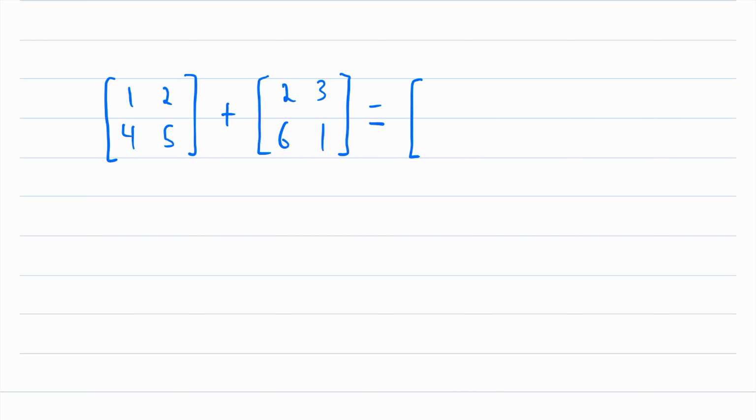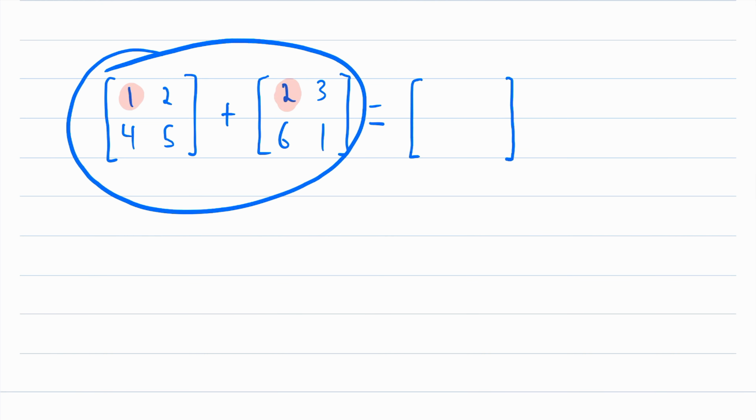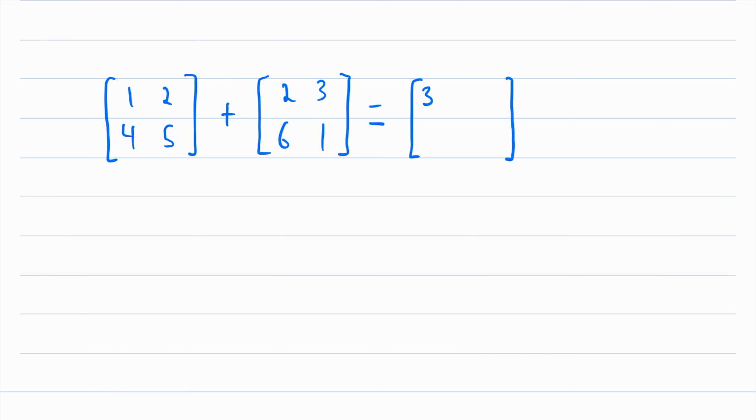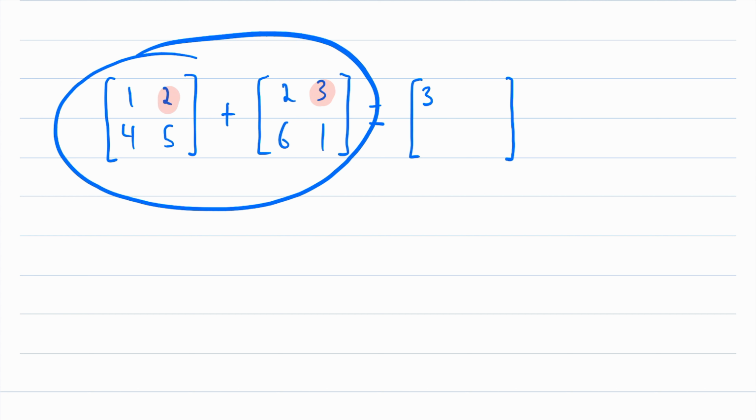Here's what I mean. When we add these 2 matrices together, the entry in the first row and first column is just the sum of the entries in the first row and first column in the matrices we're adding. So 1 plus 2, that's going to be 3. Similarly, for the entry in the first row and second column, we just have to add together the entries that are in the first rows and second columns of the matrices we're adding together. That's 2 plus 3. That's going to give us, of course, 5.